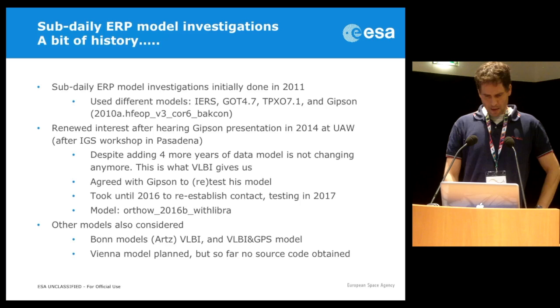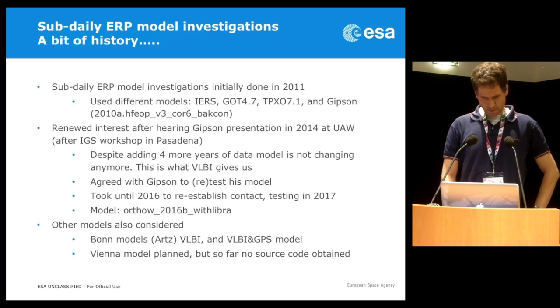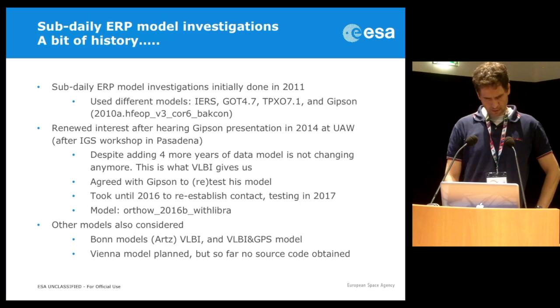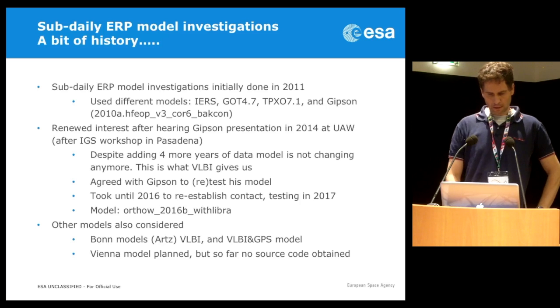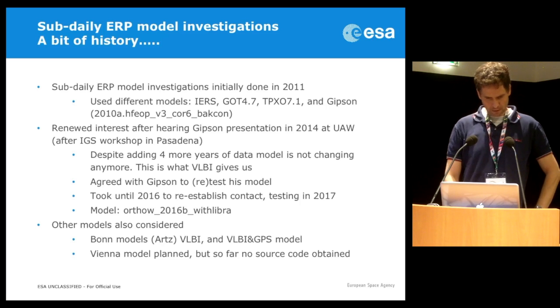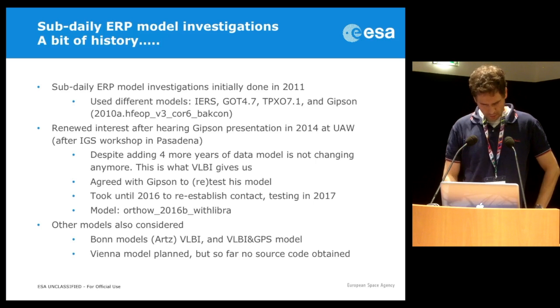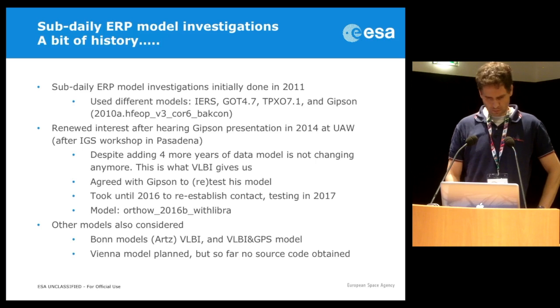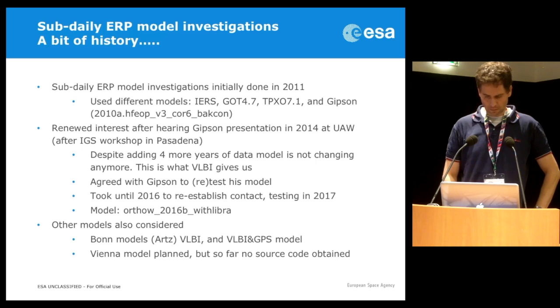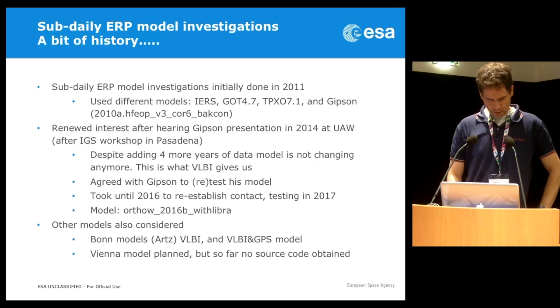VLBI data. And then John came up with a new model 3 years ago at the Unified Analysis Center workshop in Pasadena. So he apparently added 4 more years of data to his model, but there was no big change. So in the end, Tim and John agreed to retest this model. And he also tested two other models from Bonn University, but I will focus here on the effect of this model from John Gibson. You will see that on the next slides.